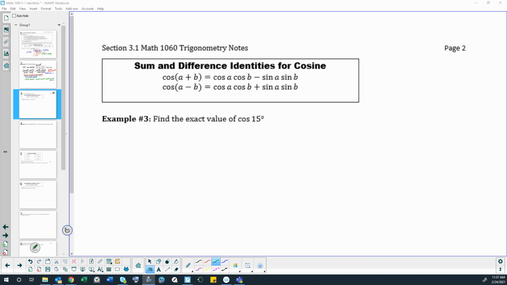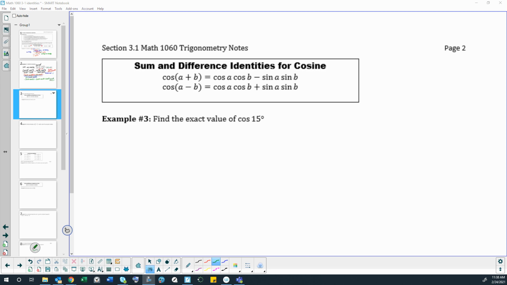Ready for some fun stuff here. The sum and difference identities for cosine. And if you've looked ahead in your notes at all, you'll know we also have sum and difference identities for sine. And we have sum and difference identities for tangents. Your sum and difference identities for sines and cosines are important.